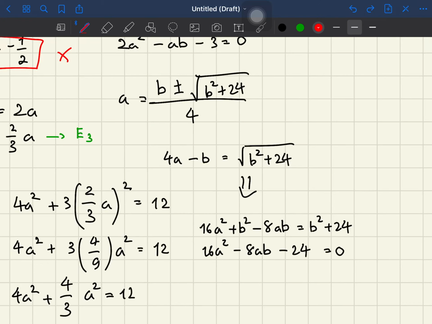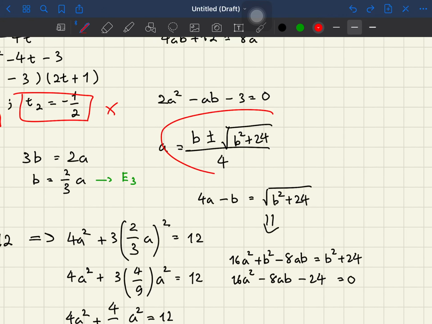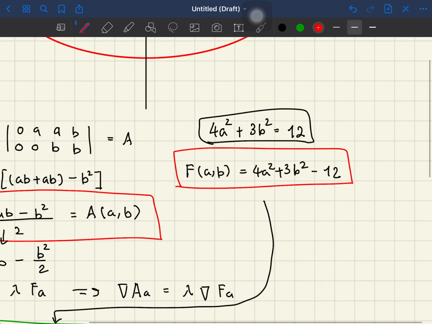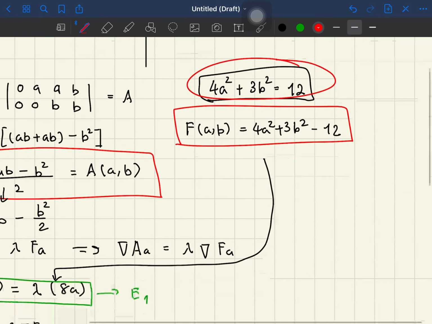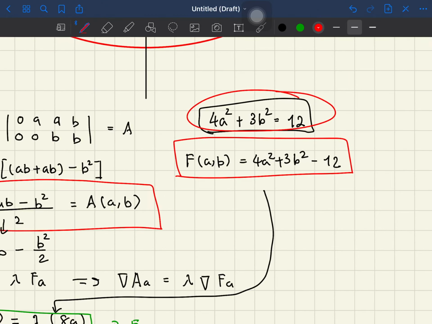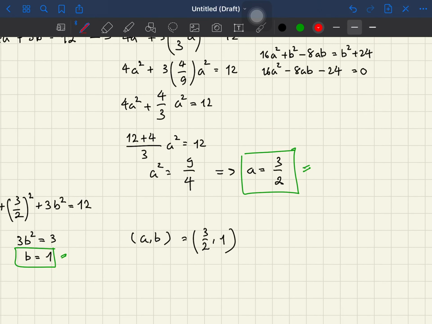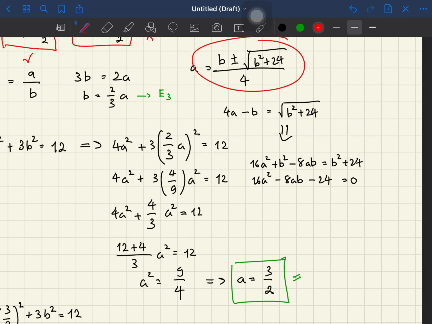And then you can substitute these things entirely into the constraint, which is this one. Then you will get the value of B, and then you will get the value of A by substituting the value of B into this constraint again. And then you will eventually get that A equals 3 over 2 and B equals 1.